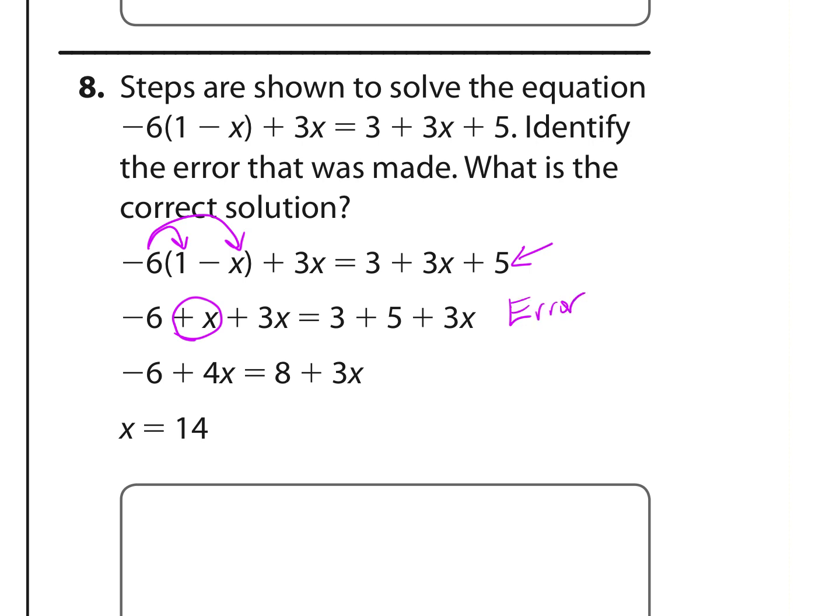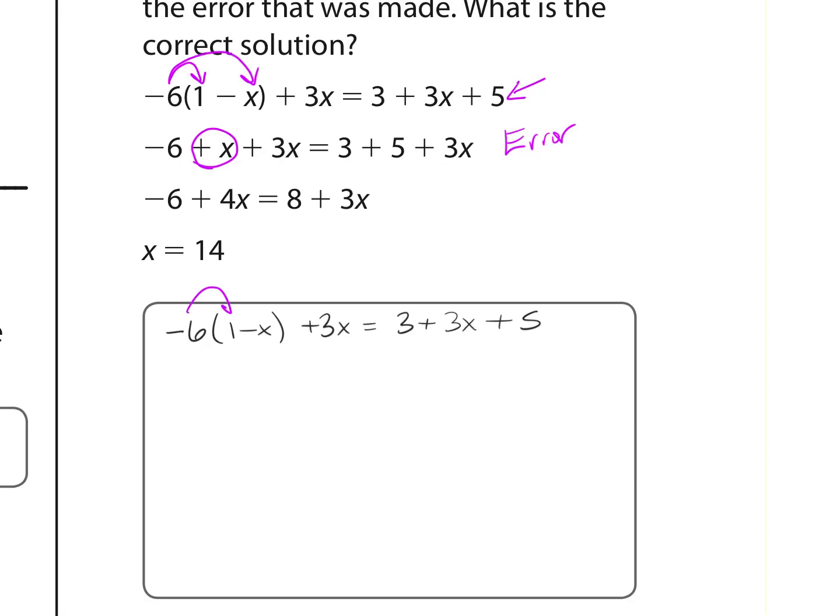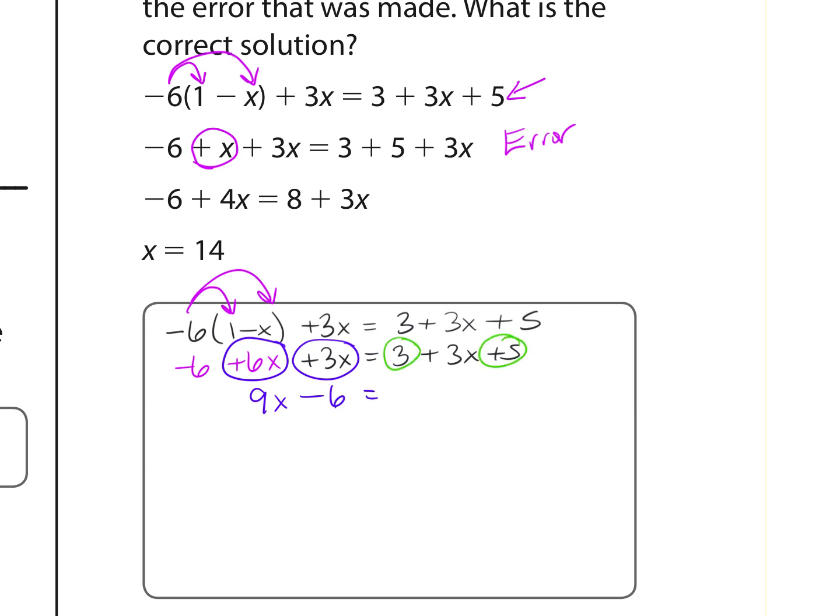Now to get the correct solution, I would just rewrite the problem and start over. So we do distributive property. We get negative 6 plus 6x and bring down the rest of that left side. We'll go ahead and bring down the right side as well right now. And we can combine like terms. On the left side, 6x plus 3x is 9x. We'll bring down the minus 6. And on the right side, 3 plus 5 is 8. So we'll bring down 3x and write down that plus 8.